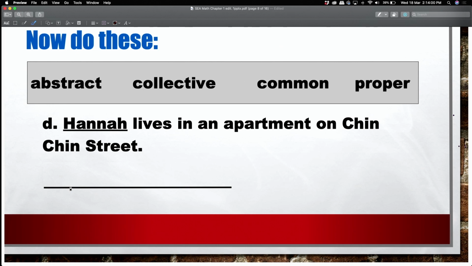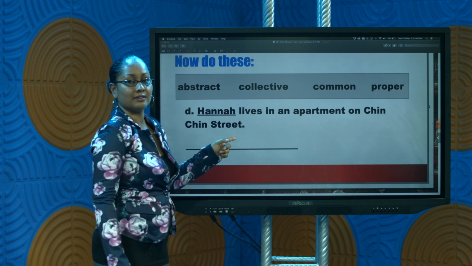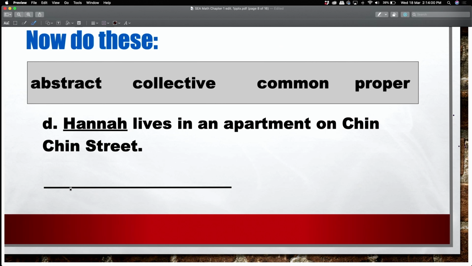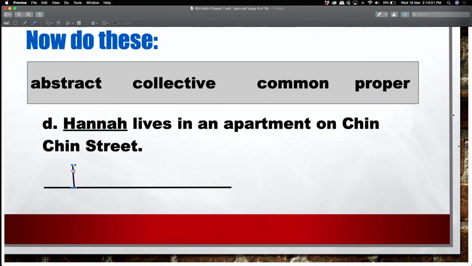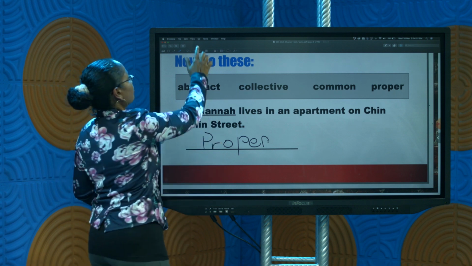Hannah lives in an apartment on Chin Chin Street. Hannah is a noun that's underlined. Therefore, this is the noun that the SEA past paper wants you to identify. Based on our video before, we would know that Hannah is the name of a girl. Therefore, it's a proper noun. Therefore, we have selected our correct answer. So let's move on.